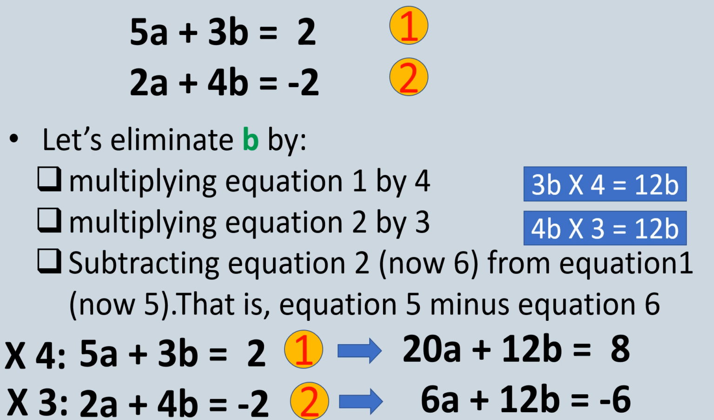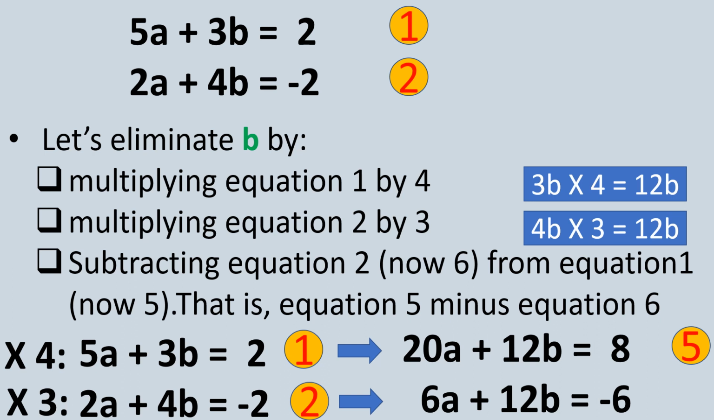So 5a times 4 gives us 20a, as we can see on the right. 3b times 4 gives us 12b, as we can see on the right hand side. And then the constant 2 multiplied by 4 gives us 8. And then let's go to equation 2 below on the left hand side. We're multiplying it by 3. 2a times 3, we have 6a. 4b times 3, we have 12b. And minus 2 times 3, we have minus 6.